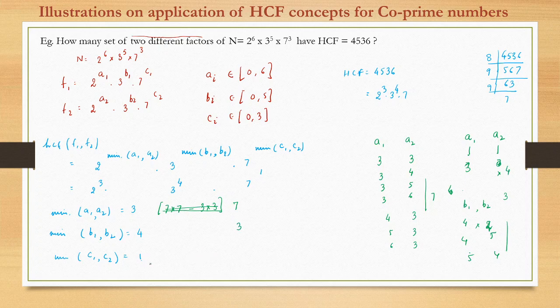Now c1 c2 minimum has to be 1. So what is the case here? C1 C2 minimum 1. So let us write here C1, C2. So C1 say suppose takes 1. So C2 can take 1, 2, 3, right? If C2 takes 1, so C1 can take 2, 3. So 5 cases. So 7 into 3 into 5. So this we could have written.